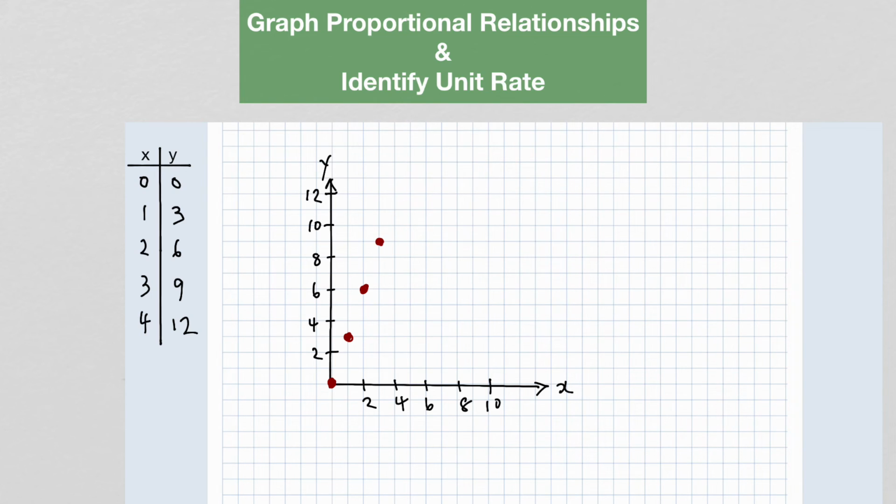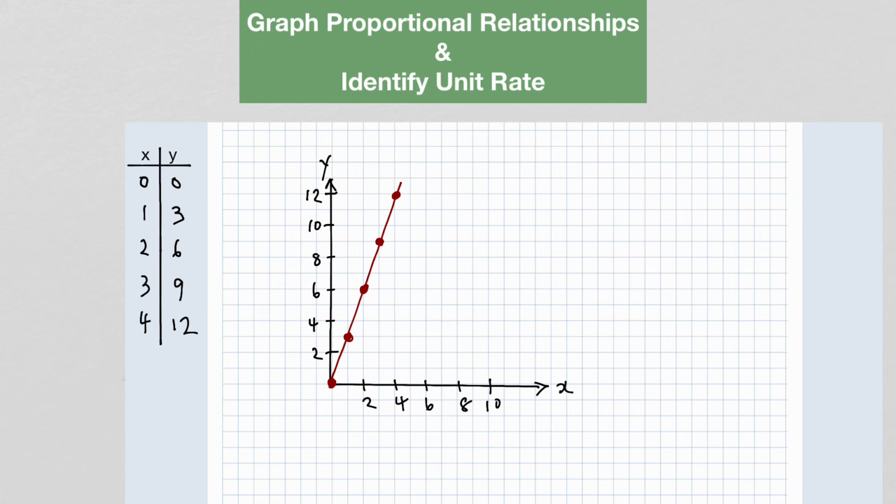And the last point, 4, 12. So we're going to go to 4 on the x-axis and then we're going to go up 12. 2, 4, 6, 8, 10, 12. It lands us right here. So we're going to plot that point. And then we connect the dots and we get this graph.